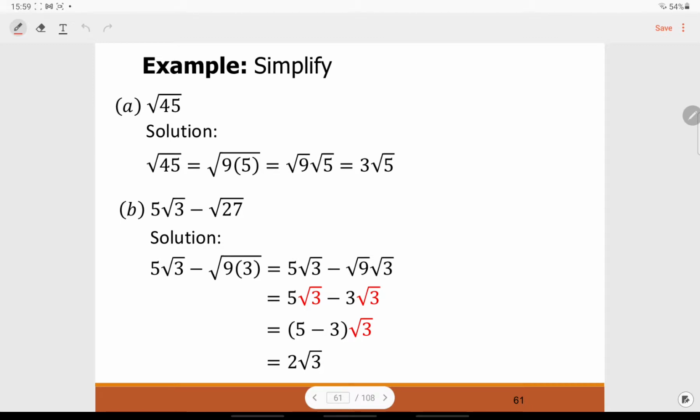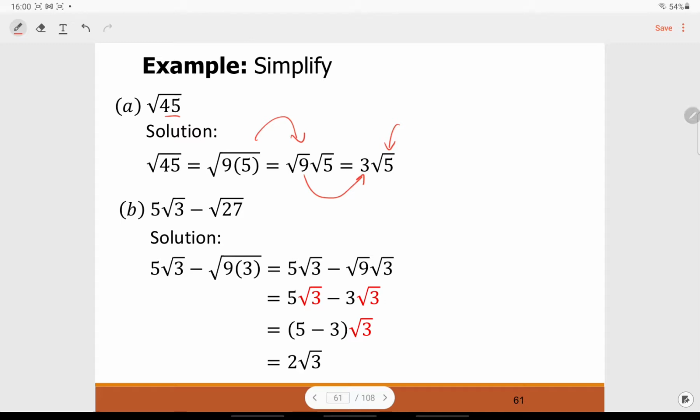We consider the following example. The question asks you to simplify. The first one is surd 45. To solve this kind of question, we need to factorize the given number into its simplest factors. For example, square root of 45 is surd 9 times 5. Using the surd rule, we can separate it into two surds: surd 9 times surd 5, where surd 9 can be simplified to 3, while surd 5 remains as it is because that is the simplest form of this number.